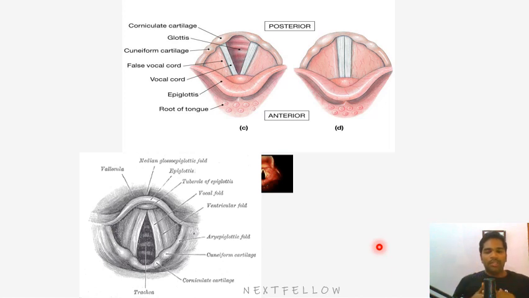This position can be seen either when the patient has died, or when muscle relaxants have been given. These tiny projections are the cuneiform, corniculate and arytenoid cartilages, and this is the opening where you have to put the tube.